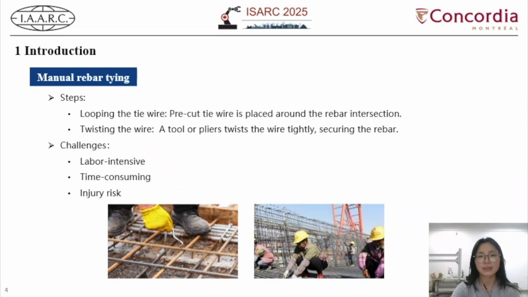Currently, rebar tying is predominantly manual work. The process involves 2 main steps. First, looping the tie wire around the rebar intersection, then tightening the wire using tools.